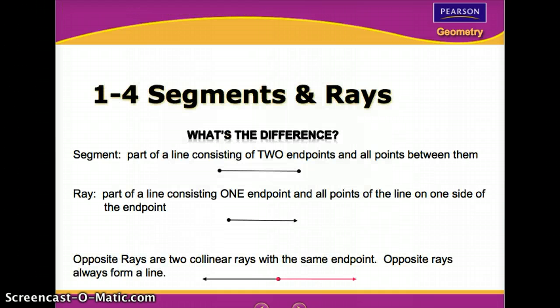A segment is part of a line consisting of two endpoints. It starts and it stops. Where a ray is part of a line, but it just has one endpoint and continues on in one direction. Opposite rays are two collinear rays with the same endpoint. So we're familiar with opposite, go in opposite directions. And so if you put two rays back to back, sharing their endpoint, it will always form a line.